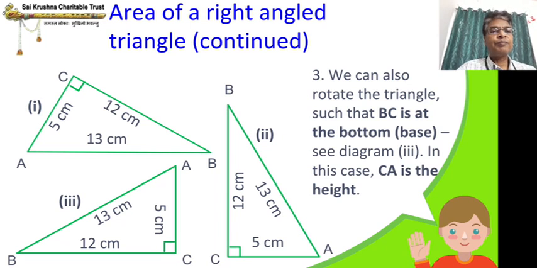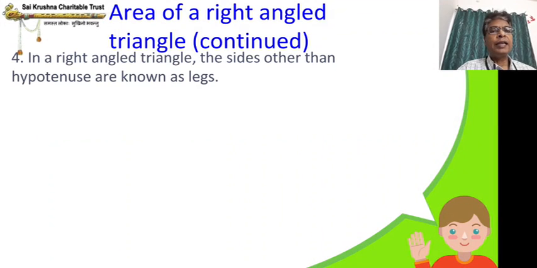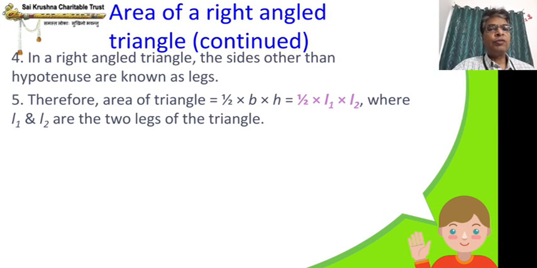We will move to the next page. So in a right angle triangle, the sides other than the hypotenuse are known as legs. Therefore, area of triangle equals half into B into H equals half into L1 into L2. You can see the purple alphabets, which I will explain when we go to the end, where L1 and L2 are the 2 legs of the triangle. We can call either of the sides adjacent to the 90 degrees L1 or L2, so it can be used interchangeably.